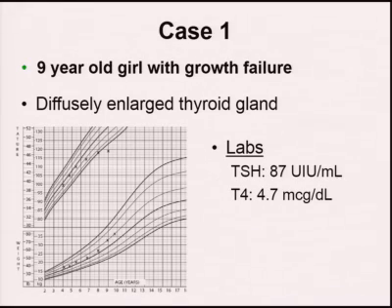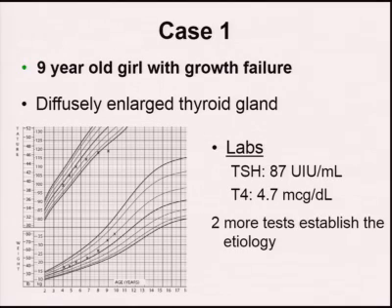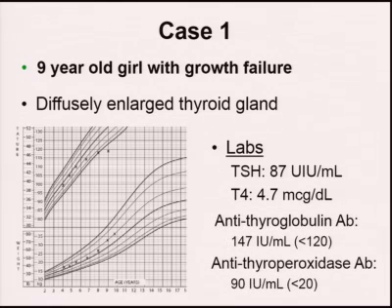But because that TSH is elevated, it's telling us she has primary hypothyroidism. Even if we didn't have a T4 or free T4, we would know that. And so 2 more tests established the etiology of her condition, and those are the thyroid antibodies. So the antithyroglobulin is elevated, and then the antithyroid peroxidase is also elevated.